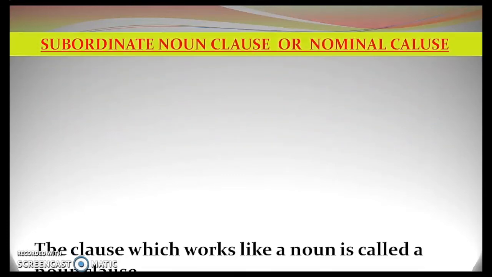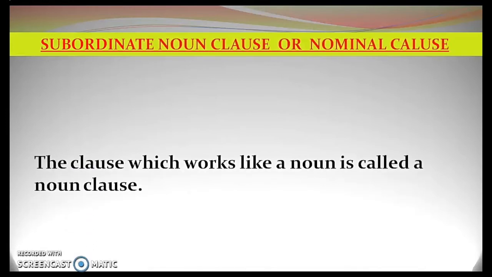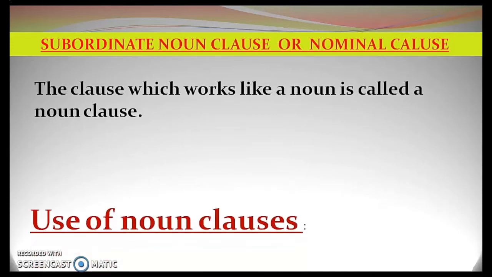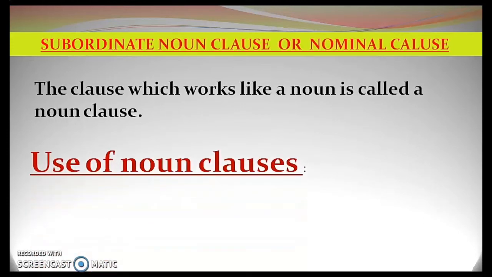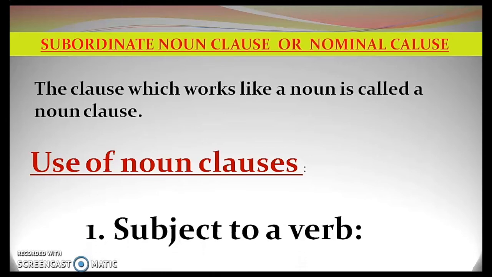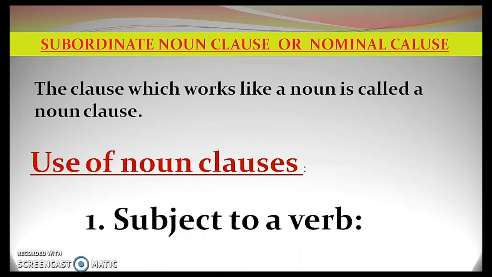Subordinate noun clause or nominal clause. The clause which works like a noun is called a noun clause. So a noun clause works as a noun. Use of noun clauses: a subordinate noun clause is used or may be used as a subject to a verb.